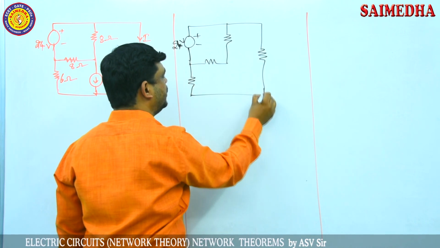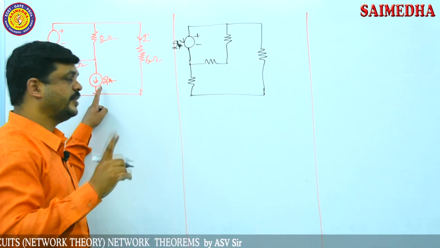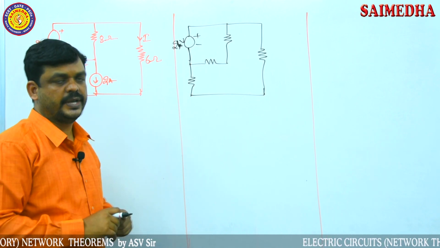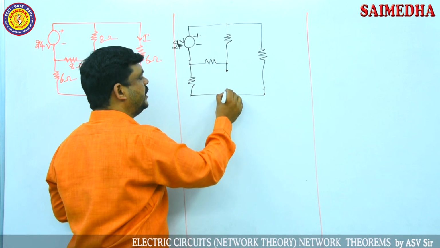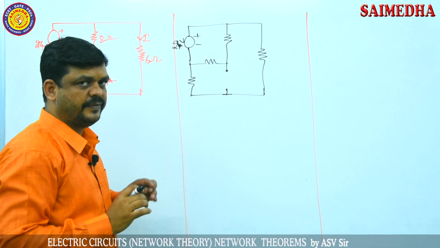According to the given network, the remaining source is only one source, the current source. The current source acts as an open circuit, so it is open circuited. The internal resistance of the current source is infinity.